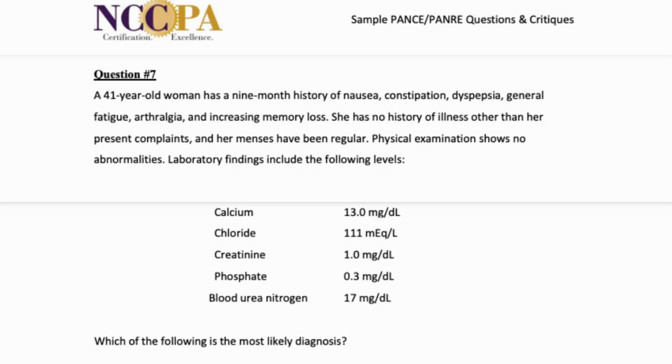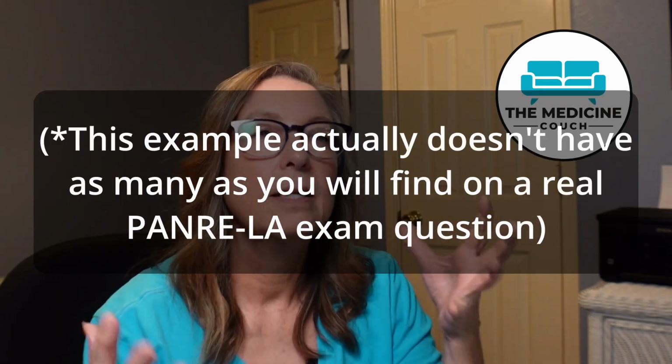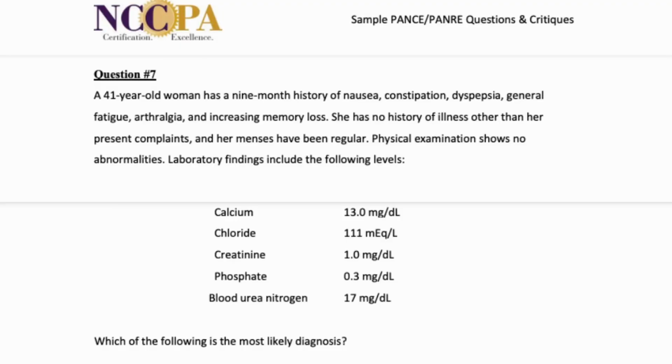So let's look at a question here that's got a lot of lab values, because sometimes that can really freak you out when you've got this long scenario and you've got all these lab values and you're like, oh, how do I get through this quickly so I can start searching if I don't know the answer? So we're going to do the same thing. You're going to go all the way to the bottom. Which of the following is the most likely diagnosis?